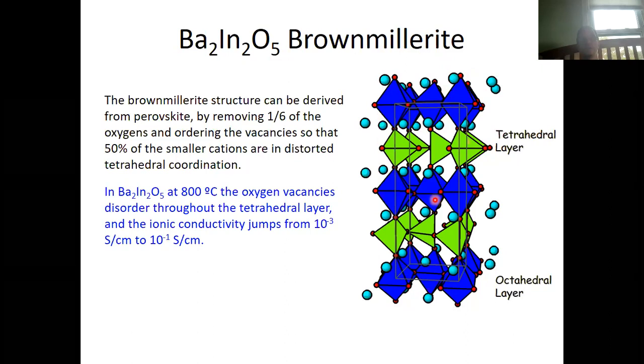All right, now how does ion mobility arise in this structure? So below 800 degrees Celsius, the oxygen vacancies in the structure are ordered, but above 800 degrees Celsius, they become disordered.